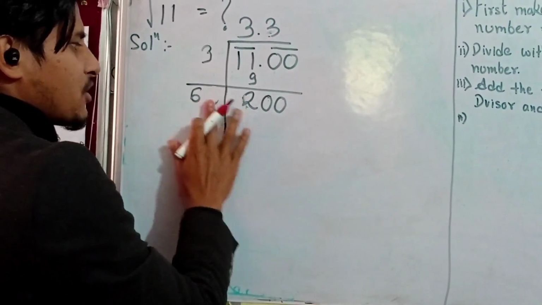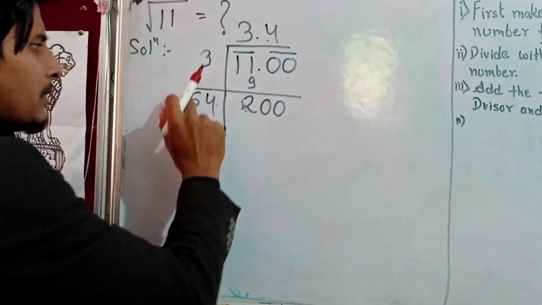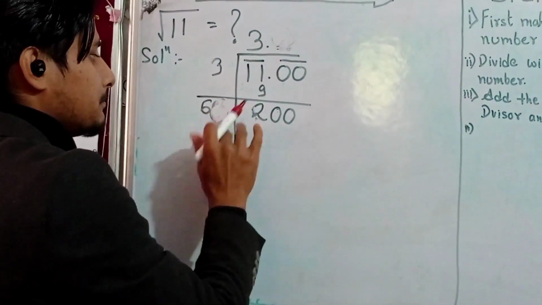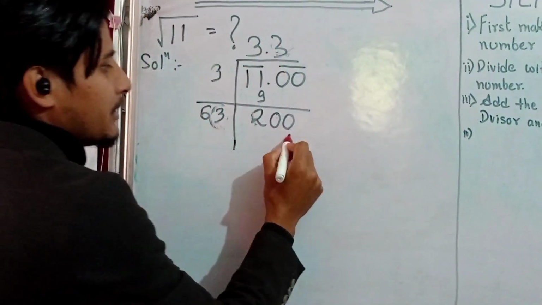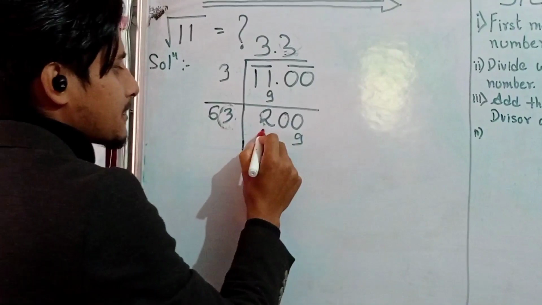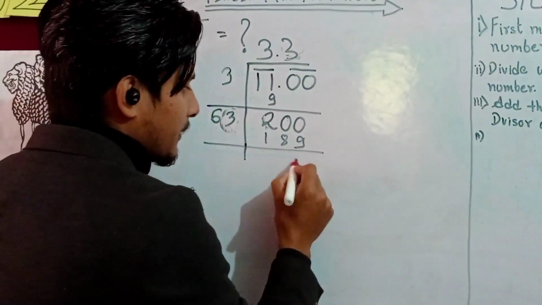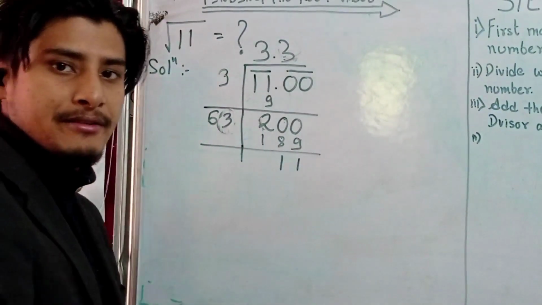Let's check with 4 again. 4 multiplied by 6, 24. So it's greater, right? So I guess 3 would be fine here. Let's multiply it. So 3 multiplied by 3, 9. 3 multiplied by 6, 18. So it is 189, right? So it will be 1, 1, right? It will be 11, right?